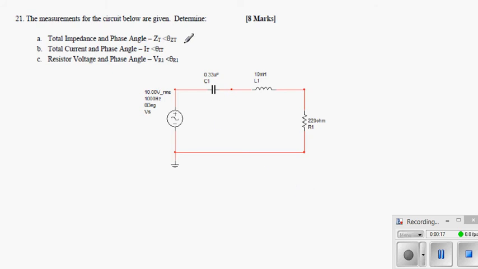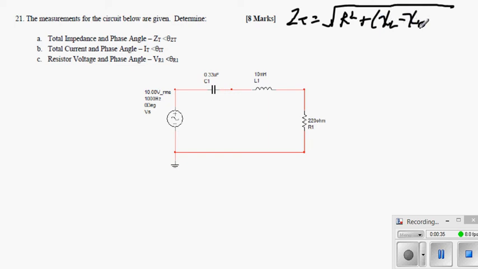Alright, let's get started. Let's calculate Z total first. Z total, by definition, is equal to the square root of R squared plus (XL minus XC) squared. And then you have the angle, which means that we must take the value of the X total and divide it by the R total, and we must do the inverse of that to get the angle for Z.